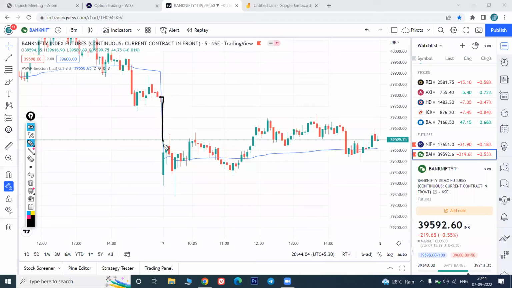First of all, the market gave a gap down opening. Market has given a gap down opening. So the first information is that sellers are there. So what is the first reaction we need to have as an option trader?